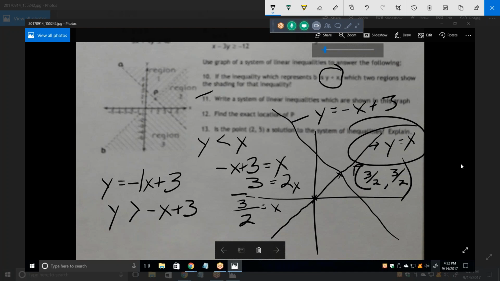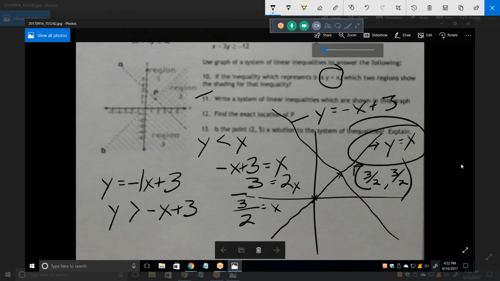In other words, the way you solve where two lines cross is by solving the system of equations. However you want. You can do it by substitution or elimination. But wherever they cross is going to be the solution of that system of equations. Okay. Now, is the point 2 comma 5 a solution to the inequality?